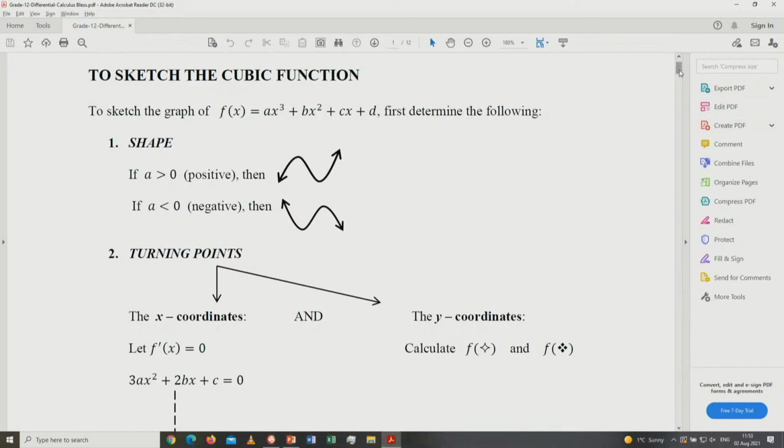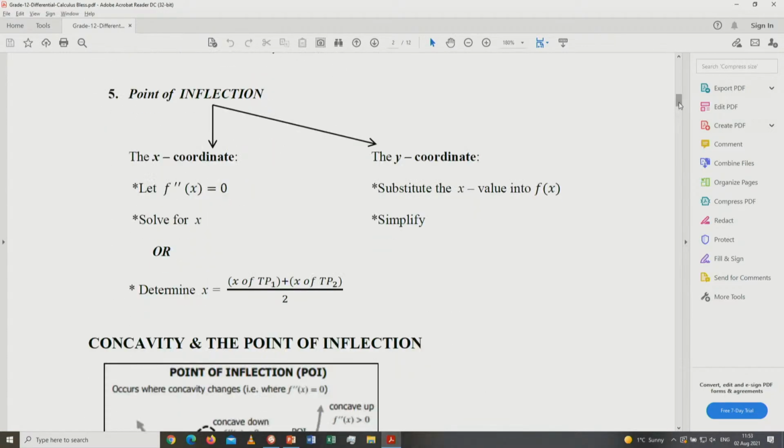Now, the point of inflection is when the graph changes its concavity from concave down to concave up, or vice versa. At the point of inflection, we know that the second derivative is always equal to 0.